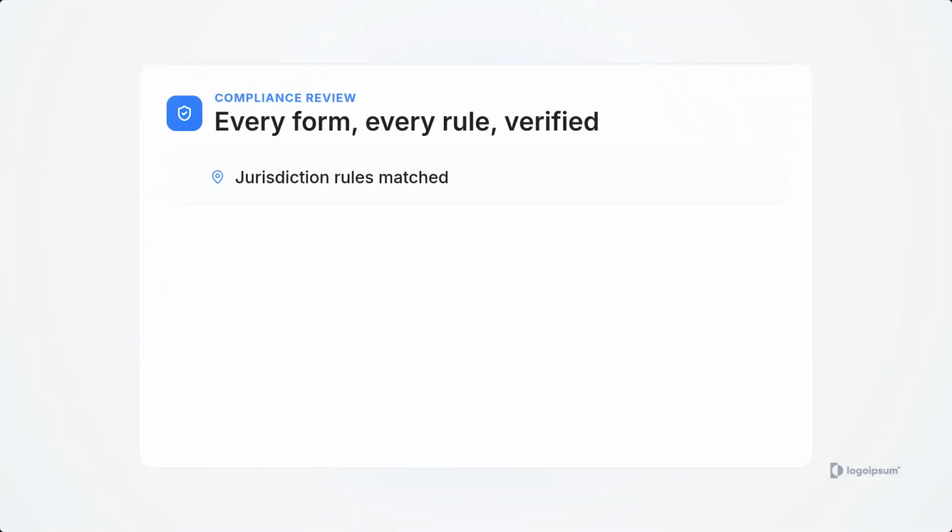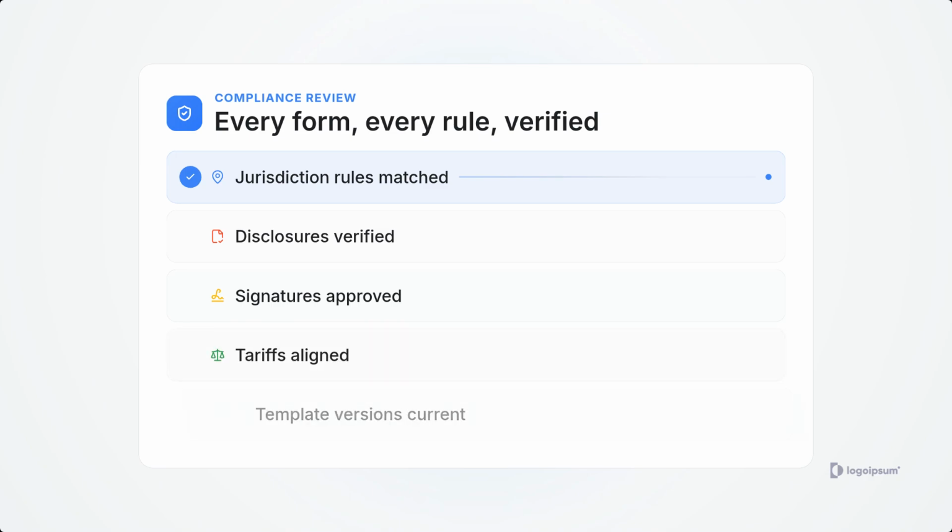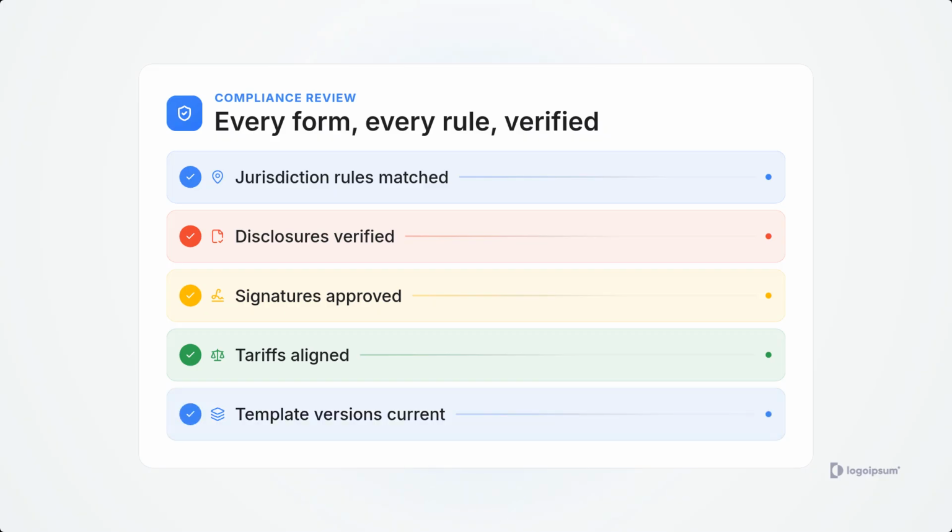Regulatory compliance starts by checking each form against the exact rules for its jurisdiction, so a submission that works in one territory doesn't quietly fail in another. Then the review drills into disclosures, signatures, tariff alignment, and template versioning, catching missing terms, unapproved sign-offs, rate mismatches, and old forms before they create an invite miss or a compliance exception.